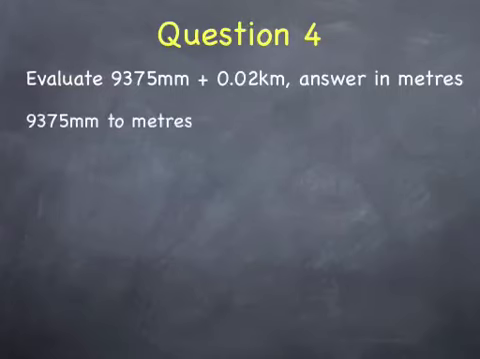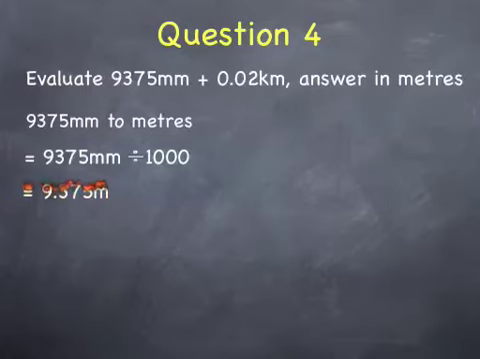Okay, the first important thing is that we're going to convert to metres. The answer has to be in metres, so we'll do one little piece at a time. From millimetres to metres, it's 1,000 millimetres to a metre. Okay, and we need to divide. So we divide by 1,000 because millimetres, there's going to be lots of them. Metres, at the same distance, not so many, so we divide. And that's 9.375 metres. That's that part done.